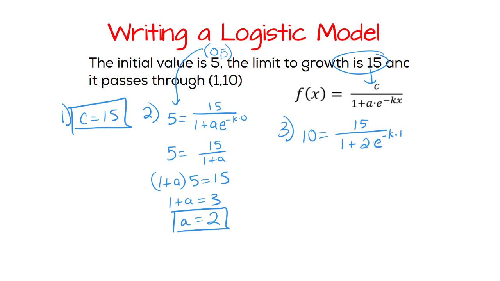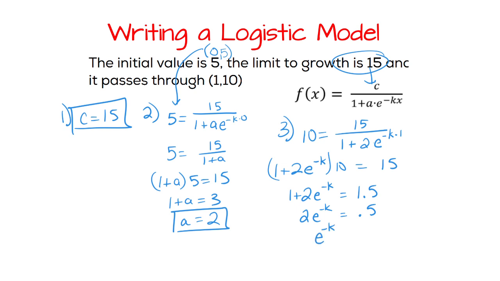Okay, let's take that denominator and move it to the other side. So I have 1 plus 2e to the negative k, times 10, equals 15. Divide by the 10, and you get 3 halves, or 1.5. Subtract the 1. And now I'm going to take my 0.5 and divide it by 2, and then I'm going to have this term isolated.